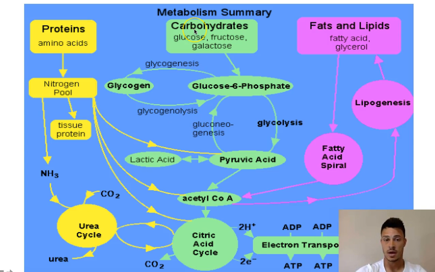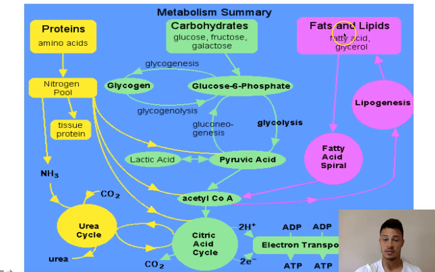To illustrate some of the pathways, here we have the metabolism of glucose. In green we see the chemical reactions, and through these chemical reactions we're going to have a production of ATP. There's a specific number of ATP that will be produced for this pathway. In pink we see the metabolism of fat, so fatty acids and glycerol. Through lipogenesis will also provide energy.